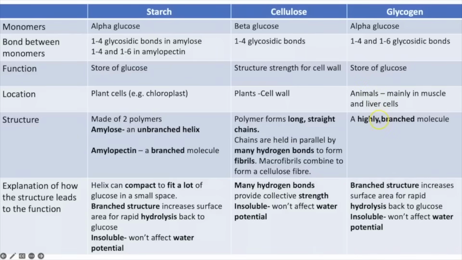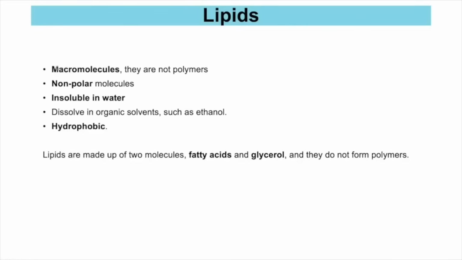Now this is important because the fact that there's even more branches means there's an even greater surface area for the rapid hydrolysis back into glucose so the glucose can be used in respiration. And because this is the store of glucose in animals, mainly in muscle and liver cells, if that glucose can be rapidly released, if an animal does need to run to either protect itself or to hunt, then it will have that glucose. Our next biological molecule are the lipids.